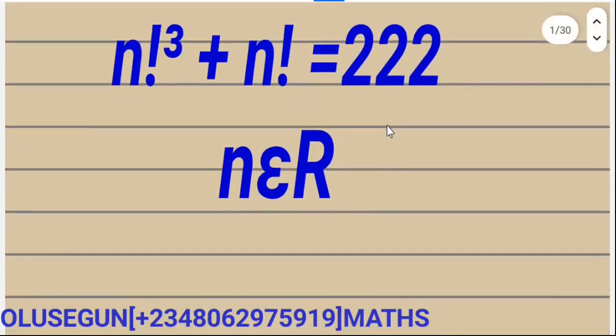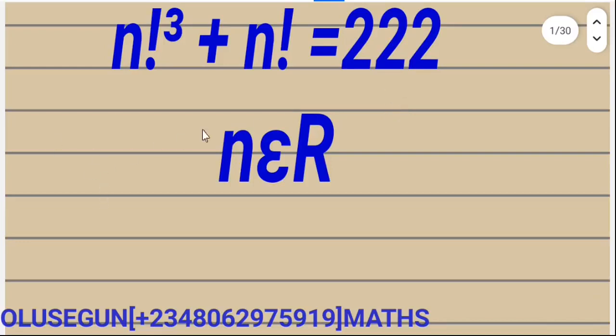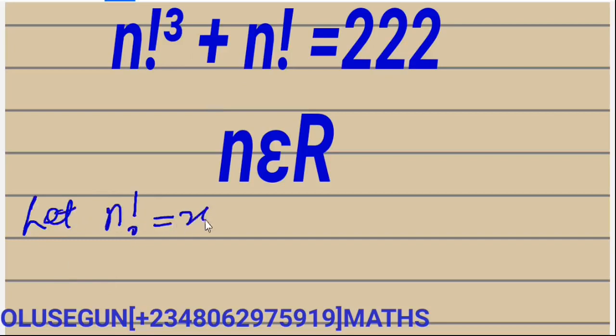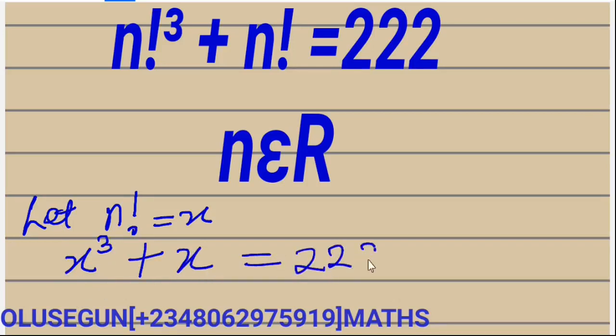The first thing you have to do is let's try to represent the value of n factorial by x. So let's say that n factorial is equal to x. That will be your first step, because relating a factorial might bring a little bit of confusion. So therefore, let's now write it out to have x raised to power 3 plus x is equal to 222.